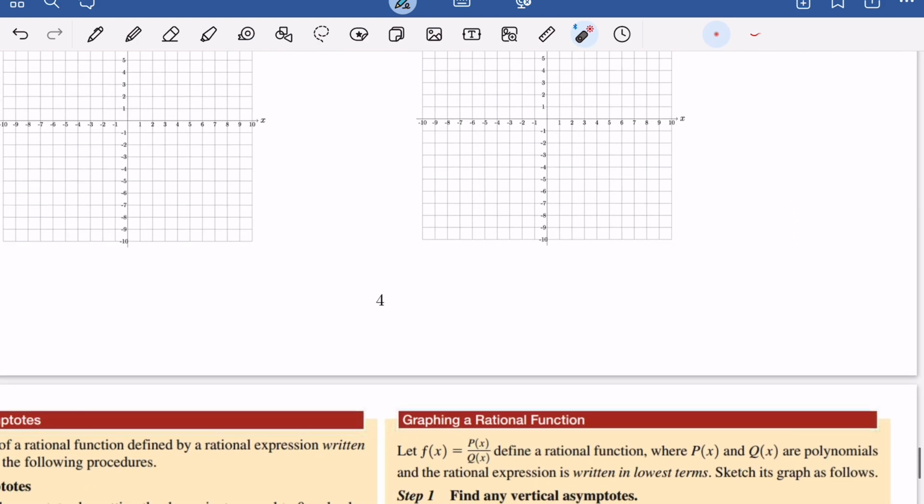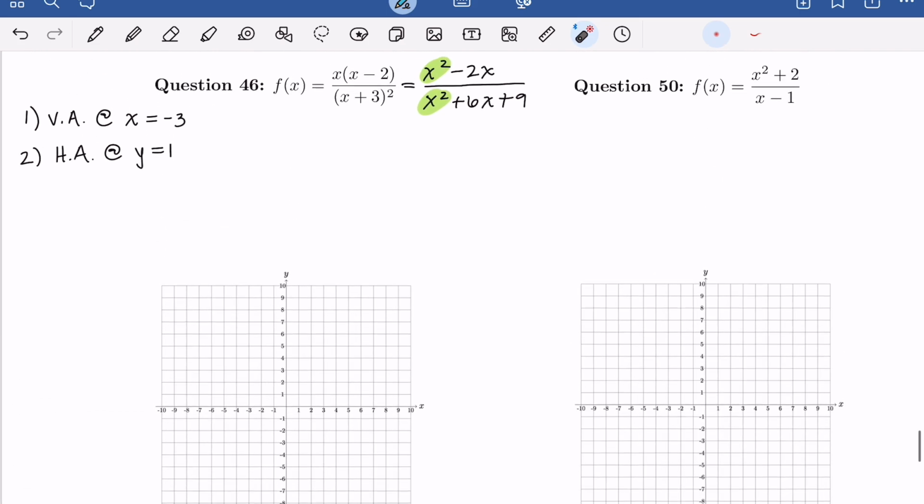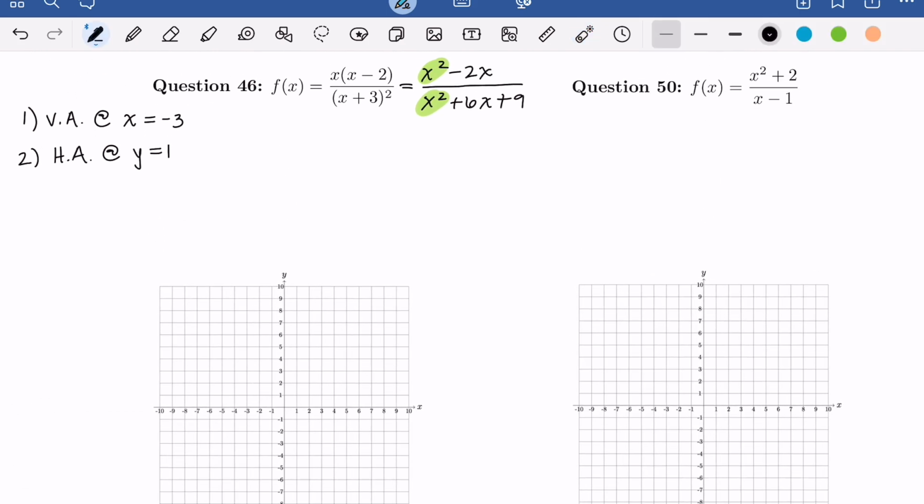Now going back to our procedure for steps 3 and 4, we want to find the x and y intercepts. To find the y-intercept, we plug in x is equal to 0 into our function and evaluate. And to find the x-intercepts, we set the function, or our output value, equal to 0 and solve for x. So let's do steps 3 and 4 here. We'll do this in one.